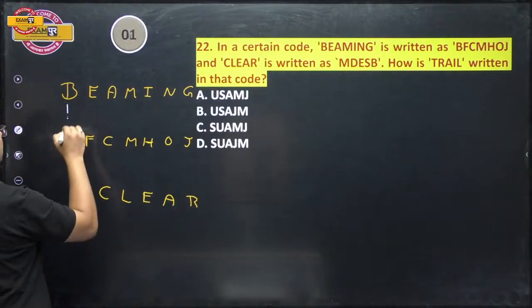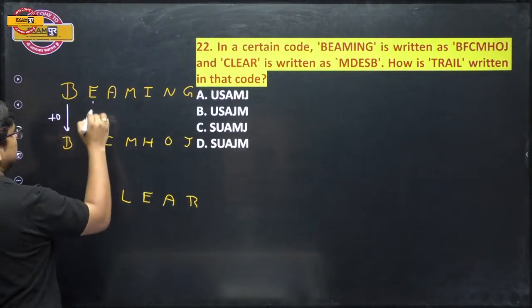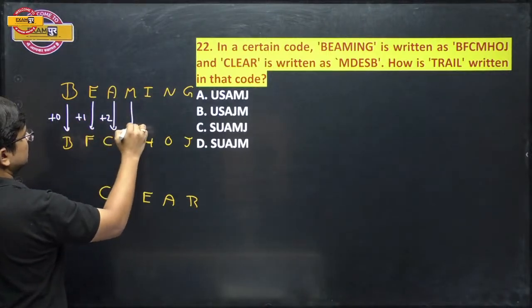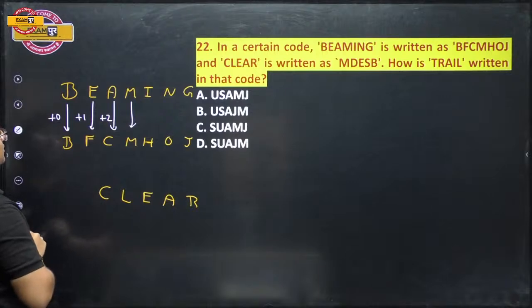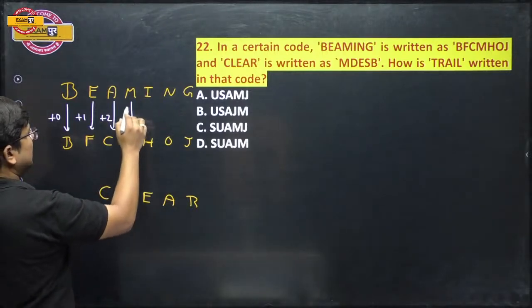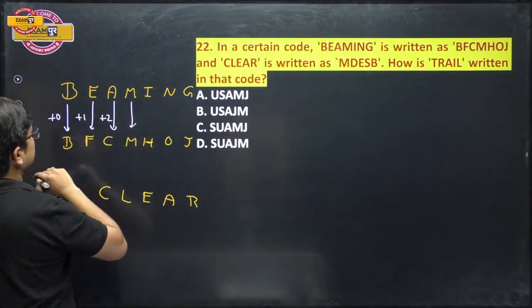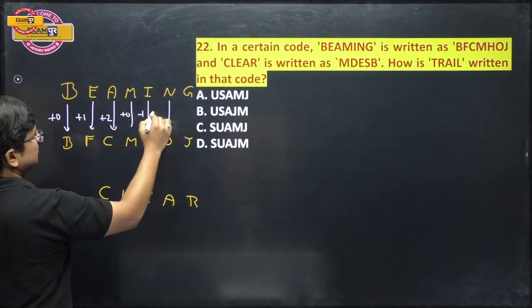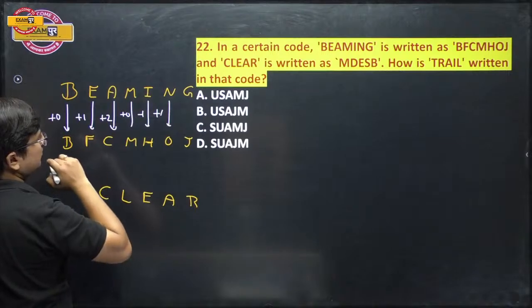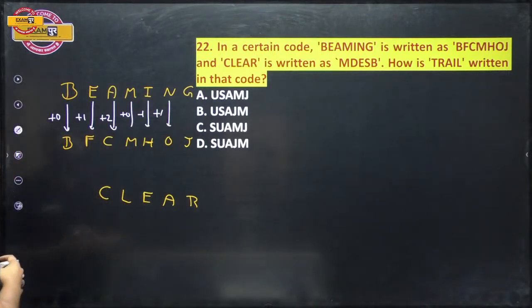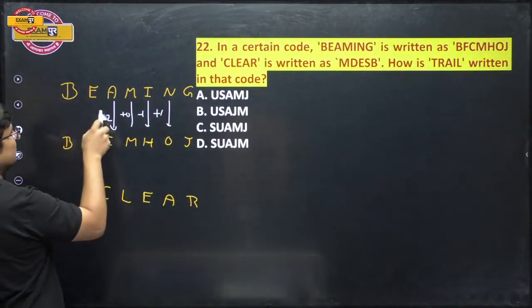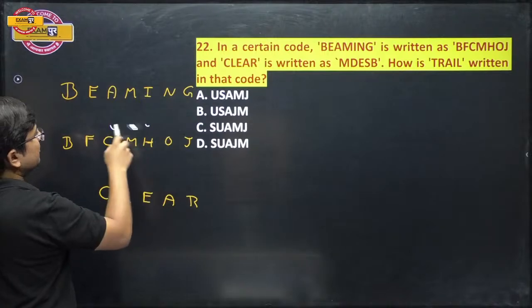Now see, plus 0, plus 1, plus 2. Then this is as it is. Plus 0. This is minus 1. This is plus 1. Okay. What is going on basically? Not this. This is not going on. Something different is going on. And what is going on? See, this is a better one.